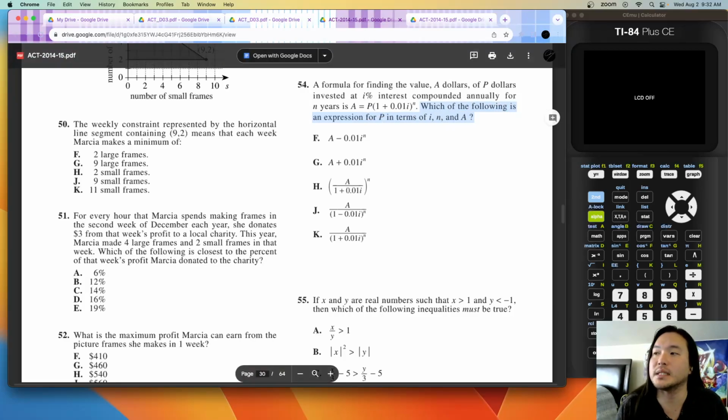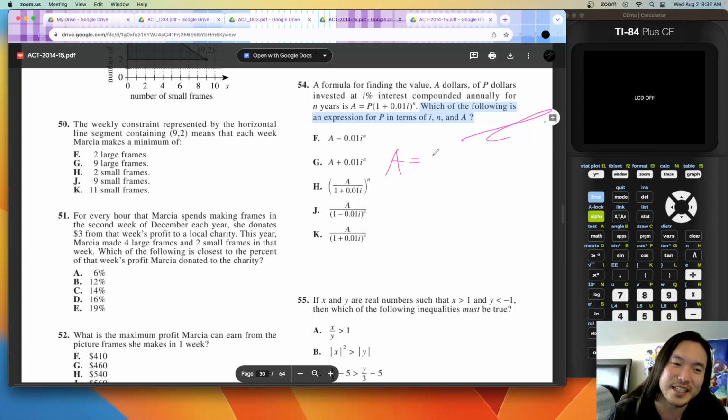Again, it's a similar situation to before. If you say solve for P, most kids understand what that means, right? But if you switch it up and say which of the following is an expression of P in terms of I, N, and A, suddenly thousands of kids are missing the question. But that's not going to happen for you guys. Why? Because I told you, this just means solve for P.